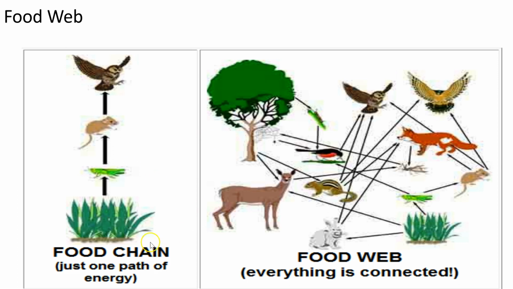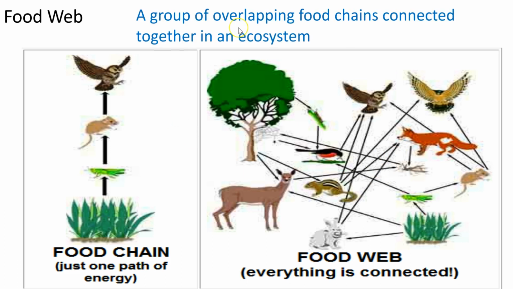A food web is slightly different. Here's a food chain within this food web. It's a bit more complex. They can get really huge with lots of arrows, but it will show what each thing eats in an ecosystem. Of course, this rabbit is eating this plant. The plant's not just eaten by the rabbit, but also by the deer. The rabbit is then eaten by these two organisms. So a food web is really just a group of overlapping food chains connecting together in an ecosystem.